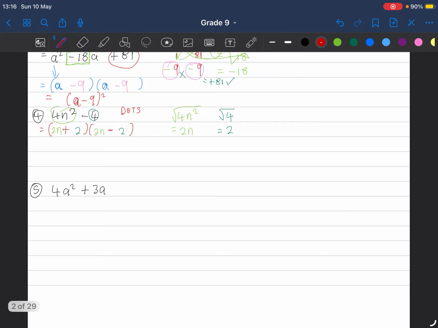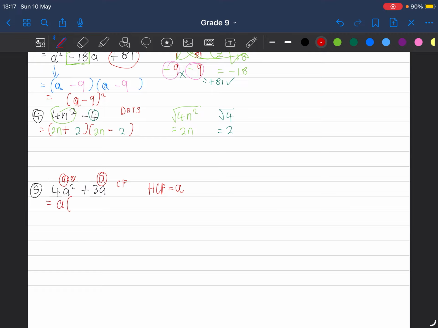Number 5. Two terms, not a minus. The other methods are not going to work, so it has to be common factor. Let's look at these now. Can you think of a highest common factor between 4 and 3? Well, no, there isn't one. But we know that a squared is a times a. So there's two a's in this one, and there's one a over here. So can I not say that a is common in both these terms? In that case, my highest common factor is the variable a.